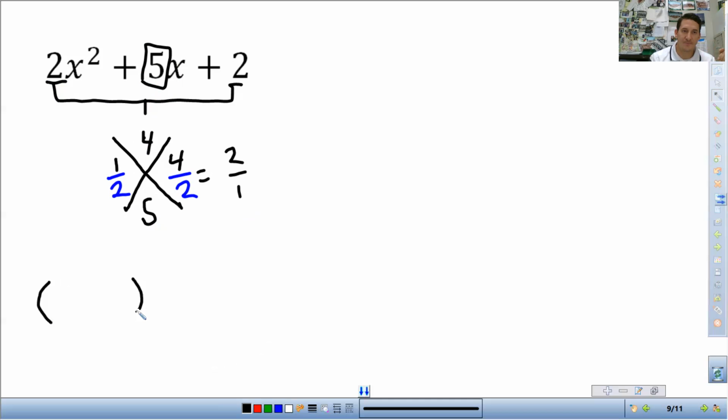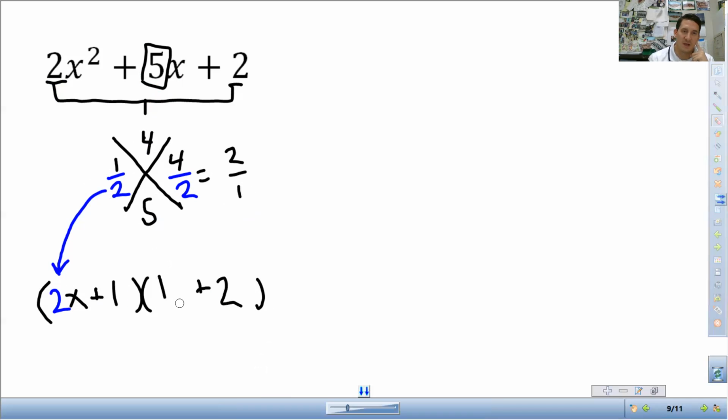And so now I'm ready to put this in. The number on the bottom goes in front of the x. And then this will be 1 plus 2. Again, you don't need the 1 there. It's not necessary.